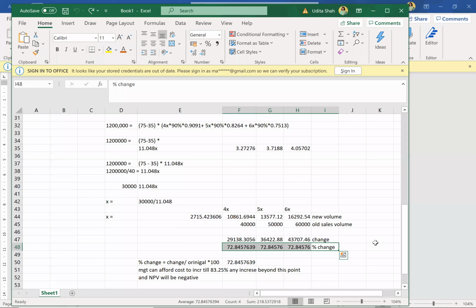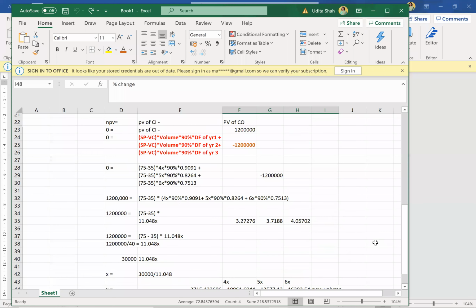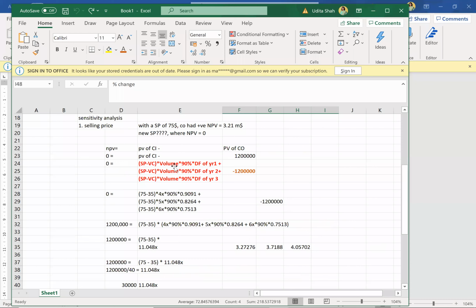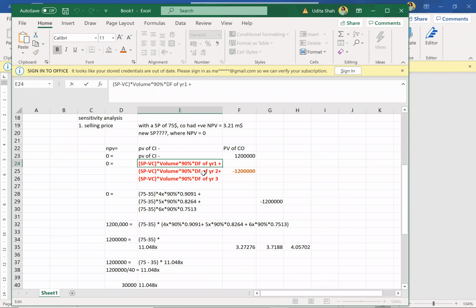The next doubt is that this ratio will not remain the same when interest and fixed cost appear. It will still remain the same, and I'll tell you why. I'll formulate it as selling price minus variable cost into volume, correct? This whole thing I'll put in a bracket, minus fixed cost, then into 90% into the discounting factor of year 1. That's it.